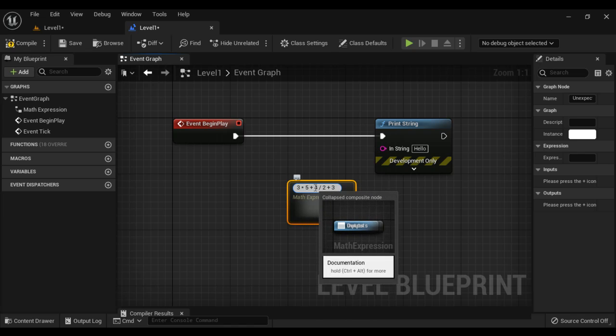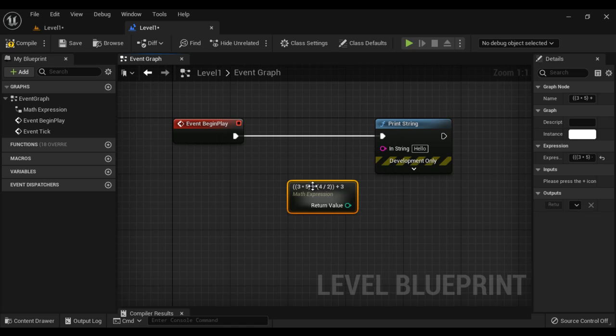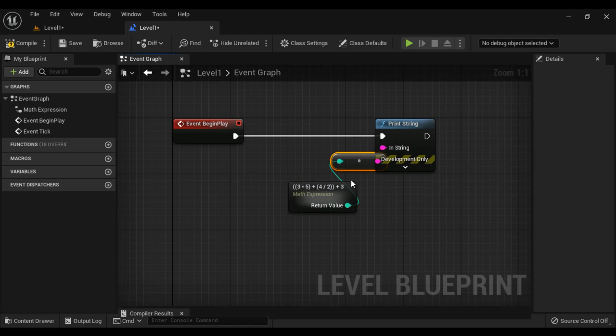So as per the BODMAS rule, 3 into 5 should be evaluated, then 4 divided by 2. 3 into 5 is 15, 4 divided by 2 is 2, 15 plus 2 is 17, 17 plus 3 is 20. So definitely you see it has put the brackets for us. 3 into 5, then 4 divided by 2, then 15 plus 2 is 17, 17 plus 3 is 20. So definitely we'll see 20 displayed, guys.